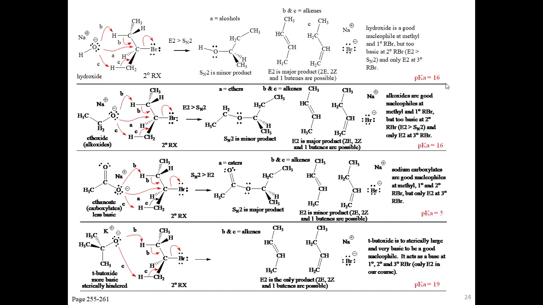These are the pKa's again, 16, 16. So these conjugate bases are pretty basic. And then pKa of 5, this is pretty stable, not real basic, because the conjugate acid is not real acidic. But if I look at this one, pKa of 19, it's 1,000 times more than these guys up here, and it's big and bulky, and so we're looking at E2.